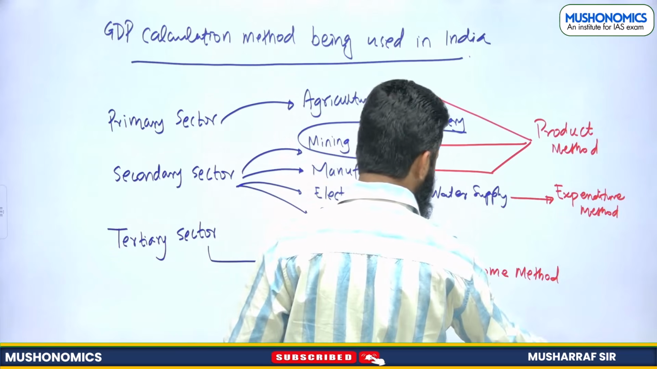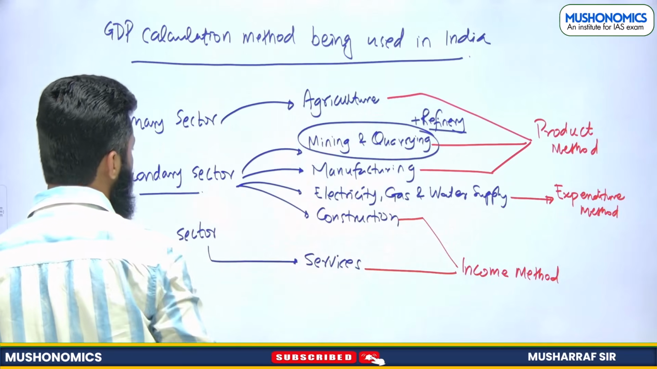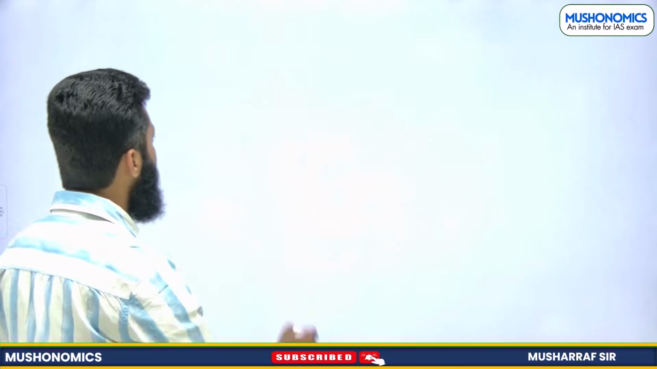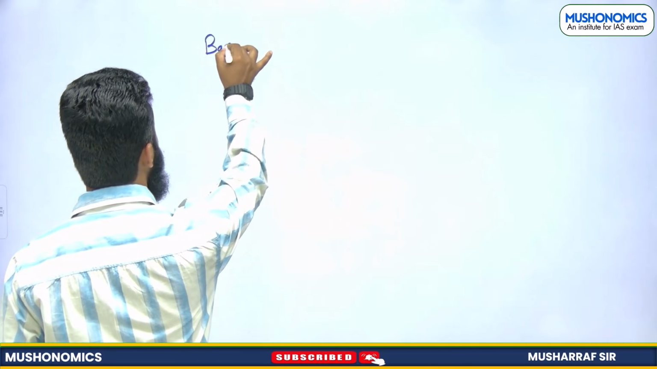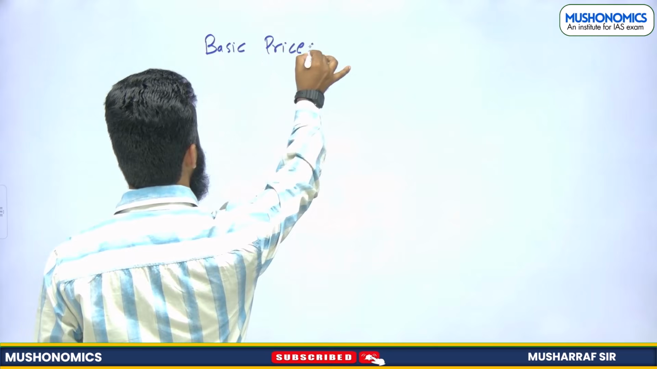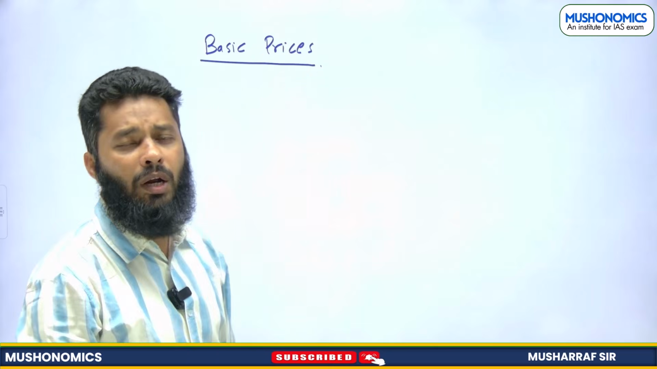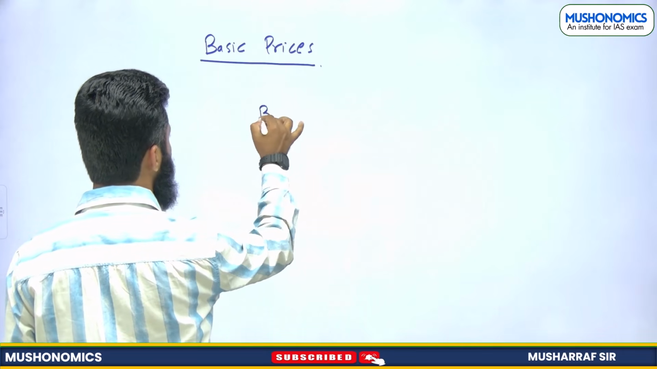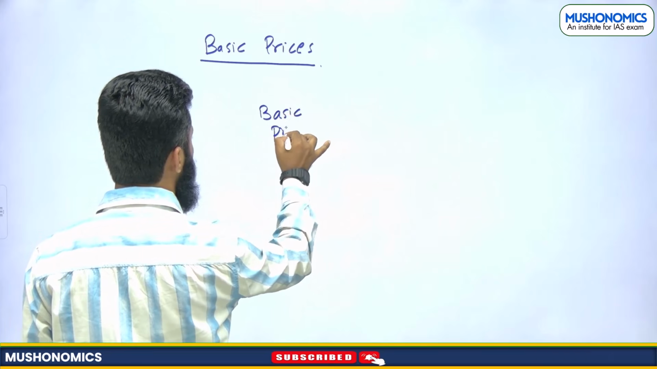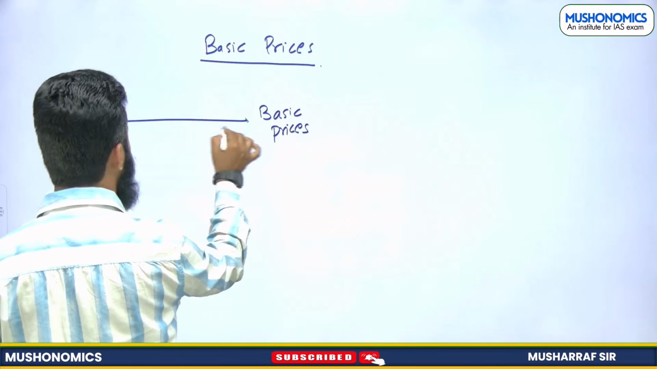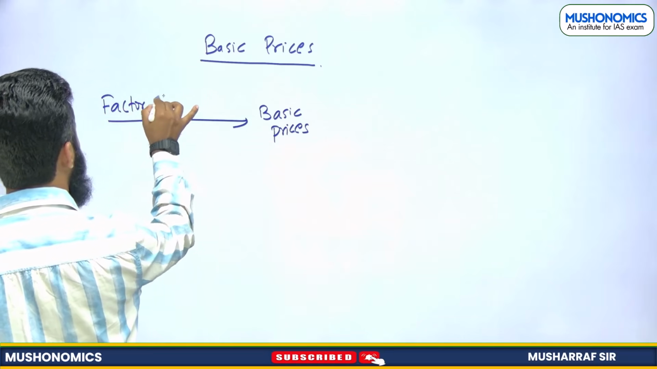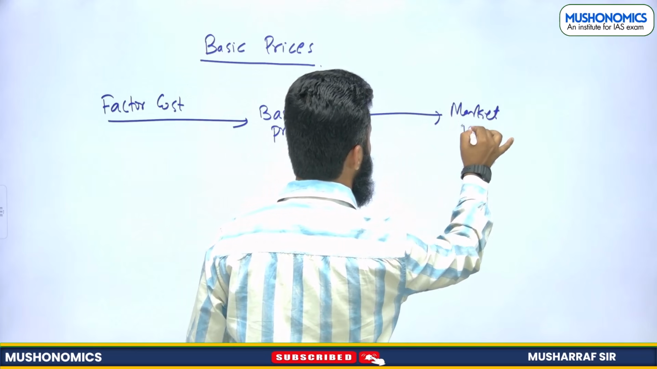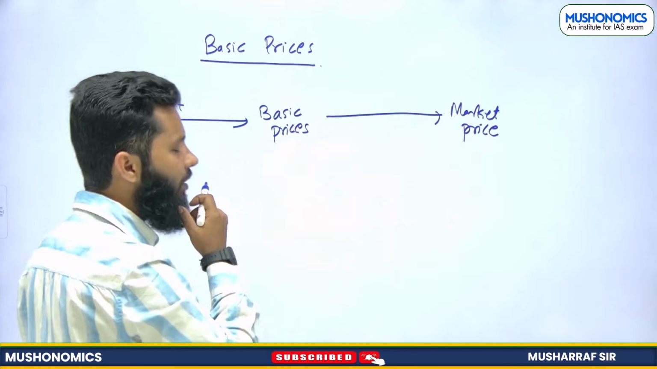One more thing we have to understand here, when we talk about the secondary sector, the product method. In the product method, we are using the concept of basic prices. So GDP at basic prices is also sometimes calculated. What are basic prices? Basic prices are in between factor cost and market price. Here it is factor cost and here it is market price. But we have seen that the difference between market price and factor cost is net indirect tax.